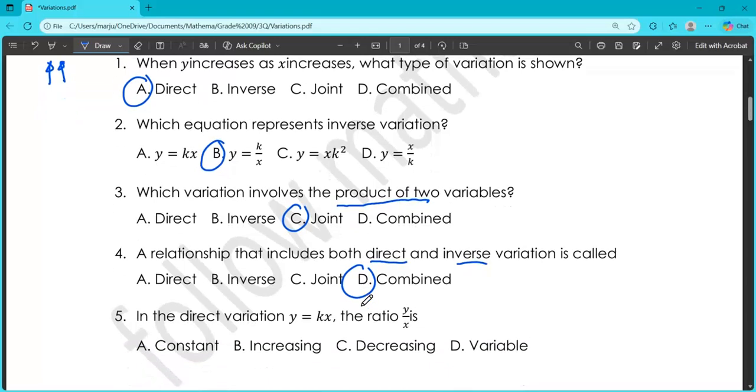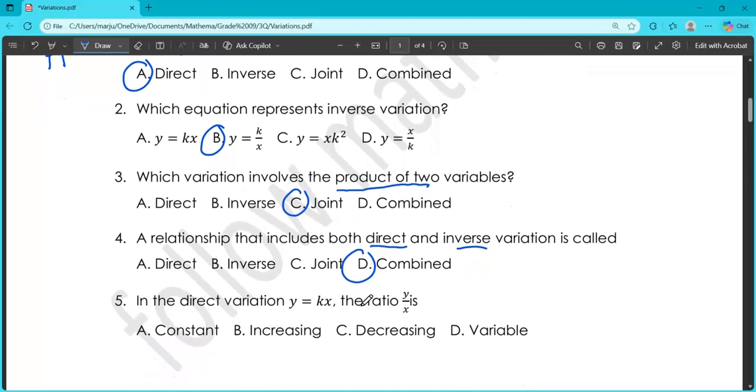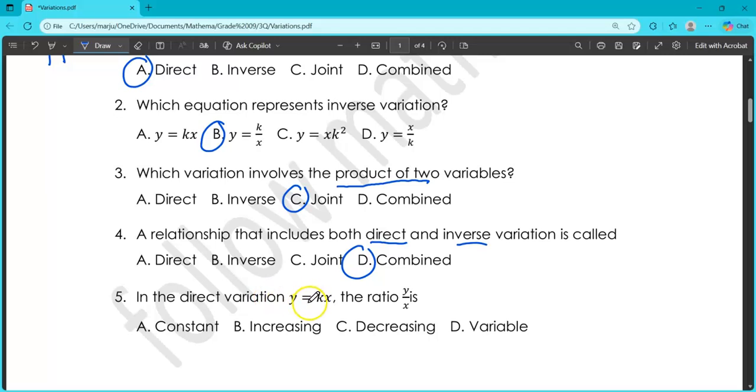Number 5, in the direct variation, y is equal to kx. The ratio y over x is what? So you have y is equal to kx. If we solve for k, k will give us y over x, right? And again, what is our k? Our k is our constant. So the answer here is A, constant.